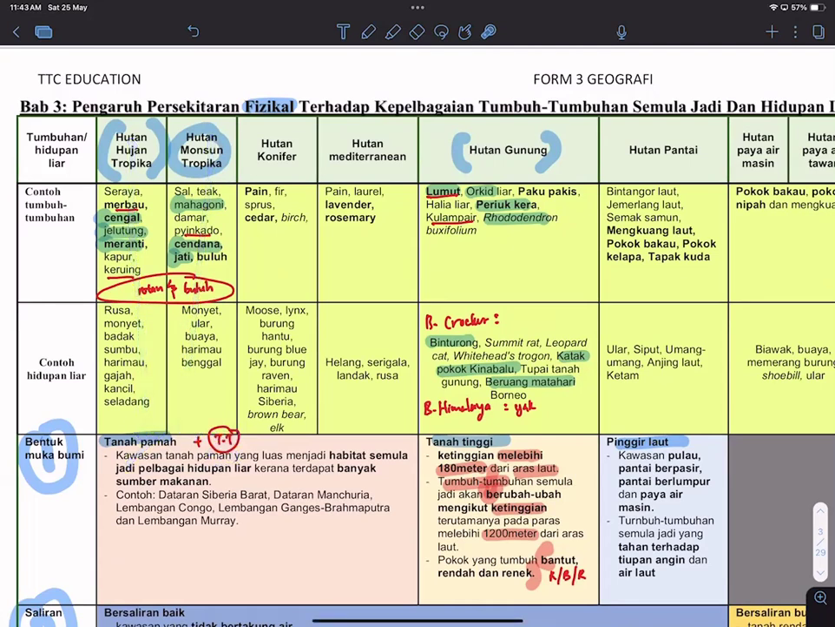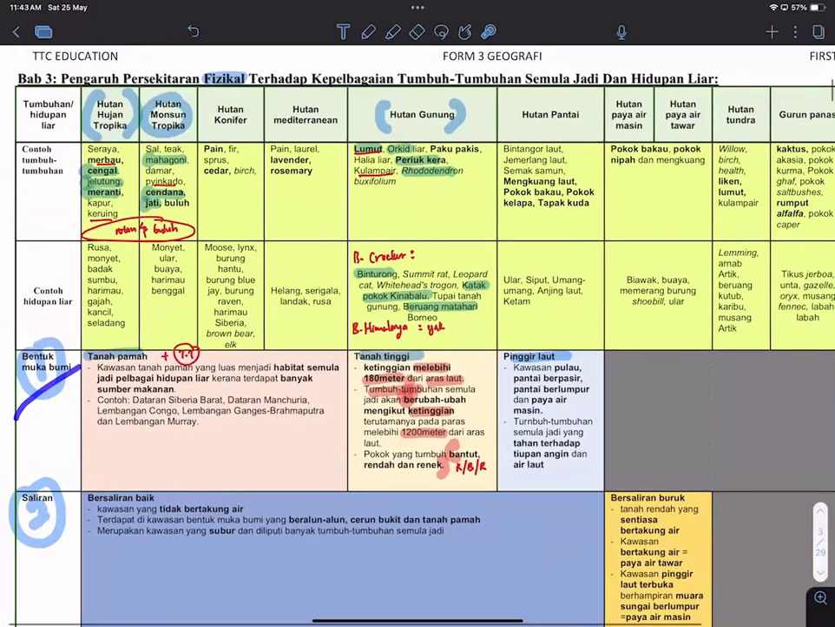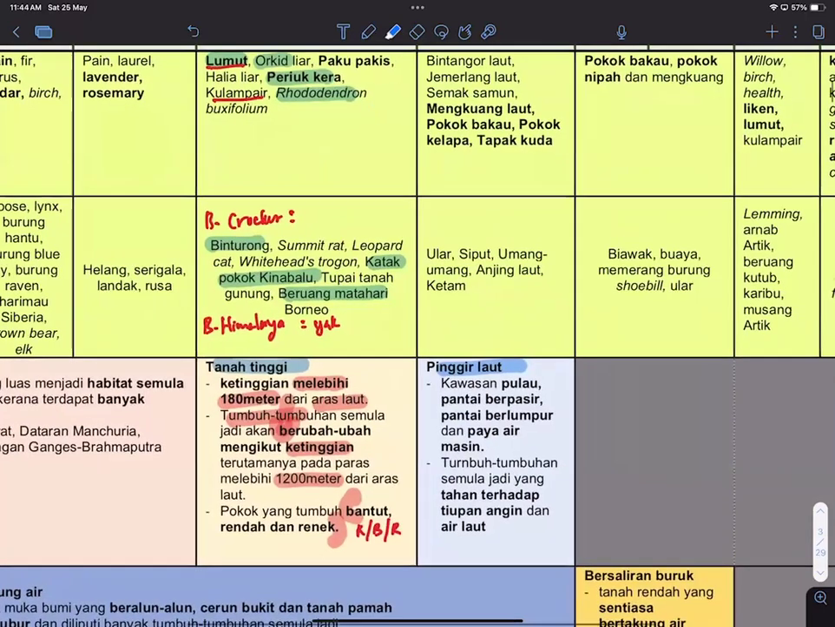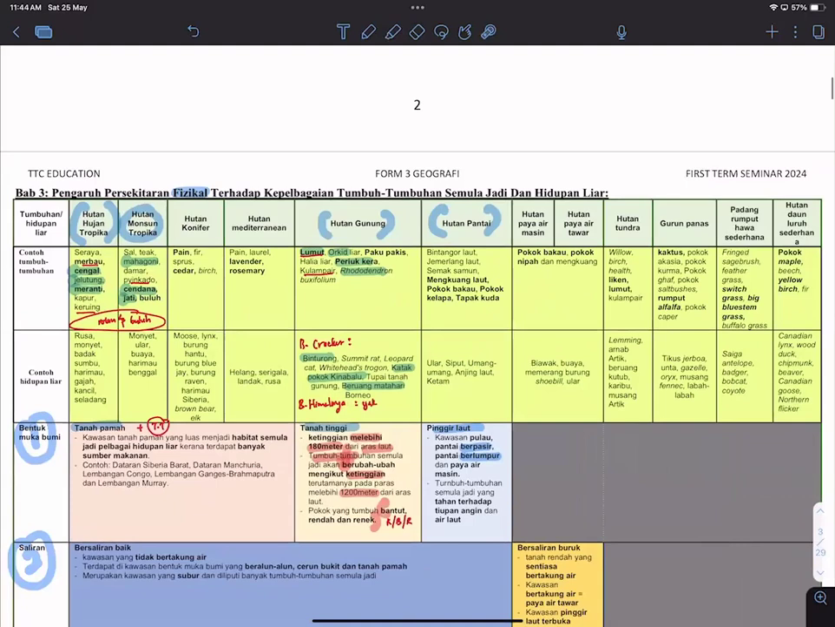Okay. Dan pada bentuk muka bumi, the last one is pinggir laut, right? So pinggir laut is hutan pantai. So guys, highlight the third, hutan pantai, usually near to the seaside. Near the seaside, we have the hutan paya air masin, pelumbu. Okay, and then we have the pasir, pinggir laut. So within the hutan pantai, we are trying to memorize hutan paya air masin. Guys, highlight, you can try to circle.